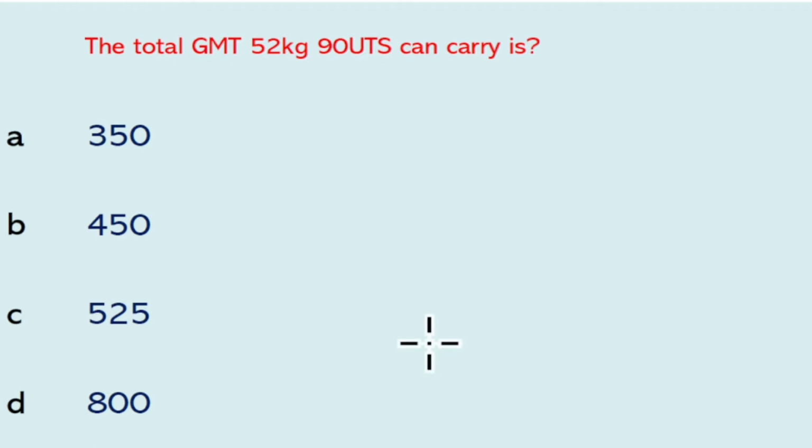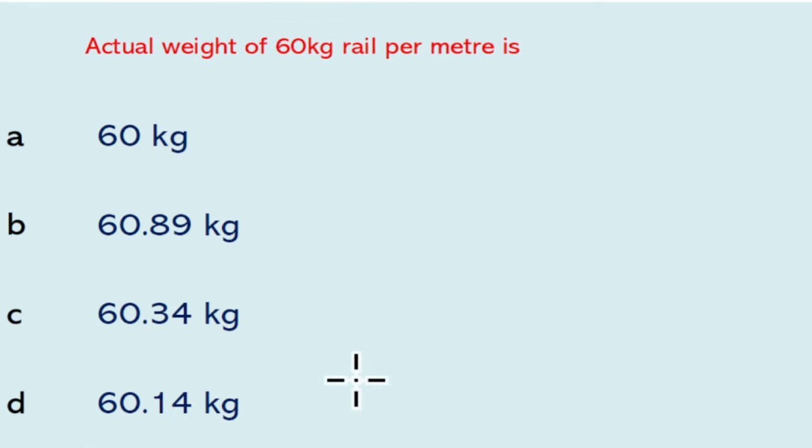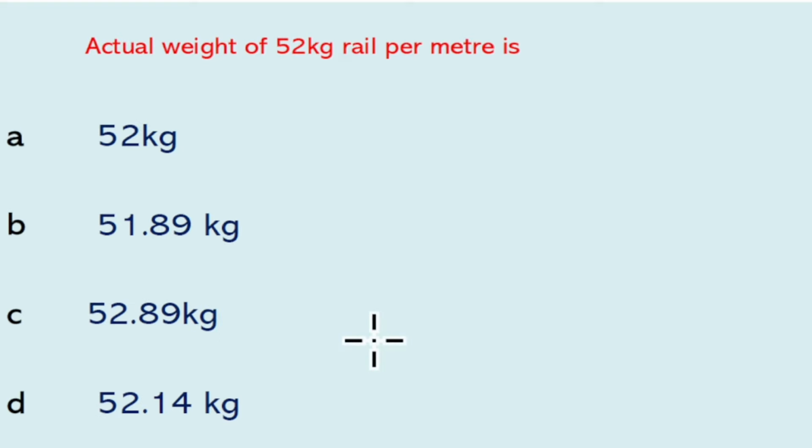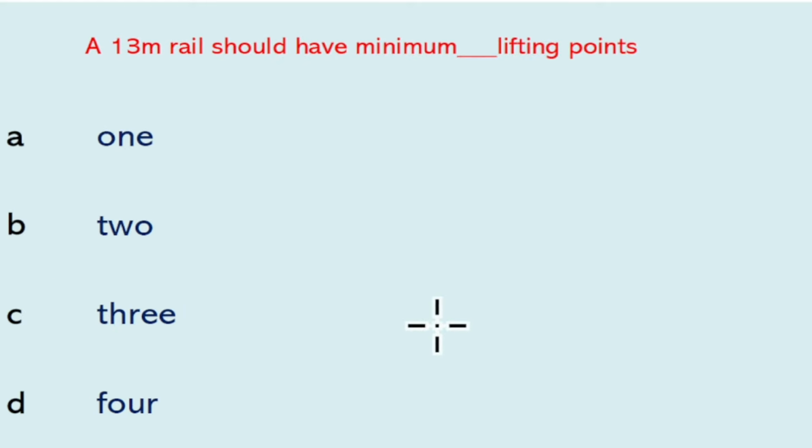The total GMT 52 kg 90 UTS rail can carry is 525 GMT. The total GMT which 60 kg 90 UTS rail can carry, on routes not covered by rail grinding, is 800. Actual weight of 60 kg rail per meter is 60.34 kg. Actual weight of 52 kg rail per meter is 51.89 kg. A 90 R rail denotes 90 lbs per yard.